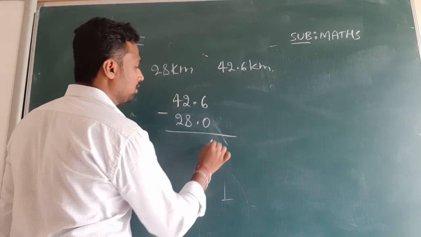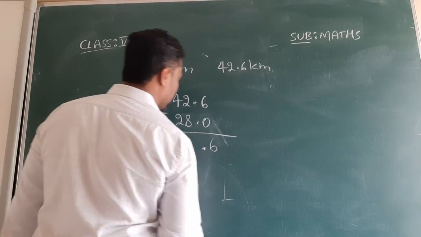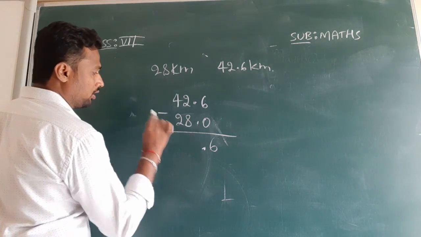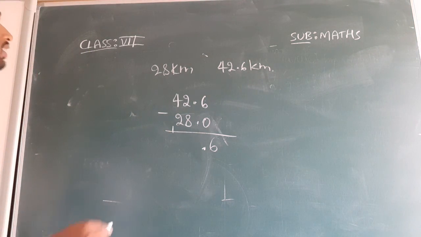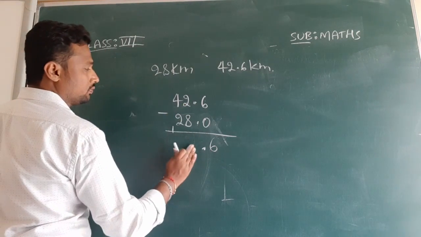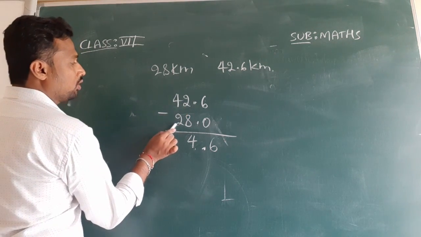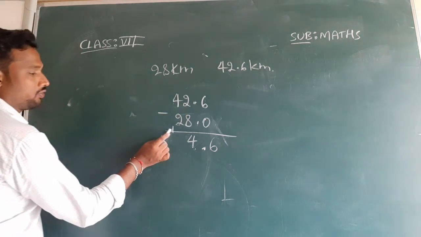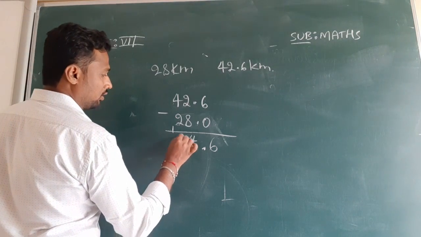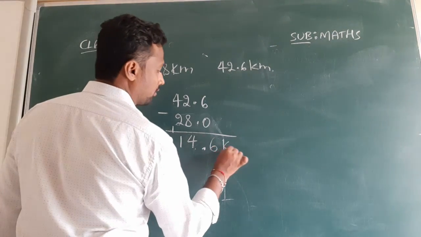So 6 minus 0, 6, and after these two digits we have decimal point. So I will consider decimal point only. And here 2 minus 8, it is not possible. So I will consider one carry. So 12 minus 8, what you will get? 4. And here 4 minus 2. 4 minus 2 is 2, and here we have 1 as carry. So 2 minus 1, 1. So the answer is 14.6 kilometer.